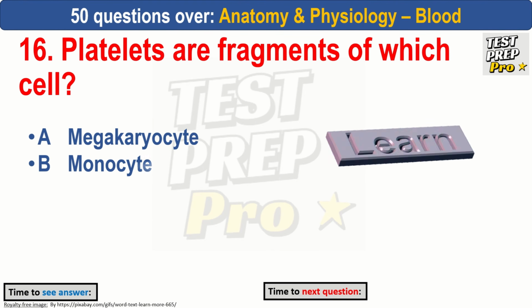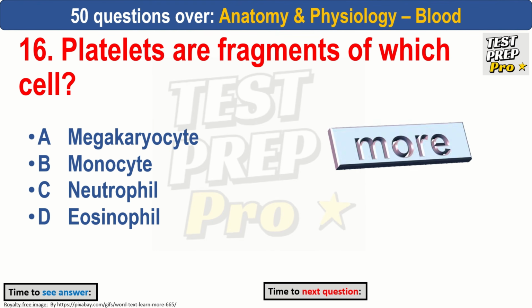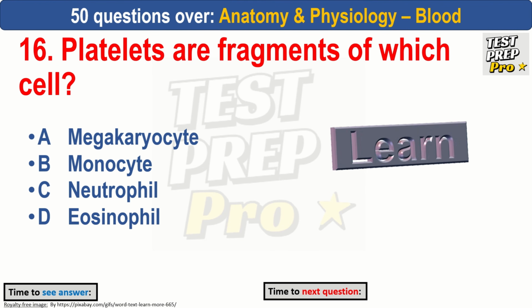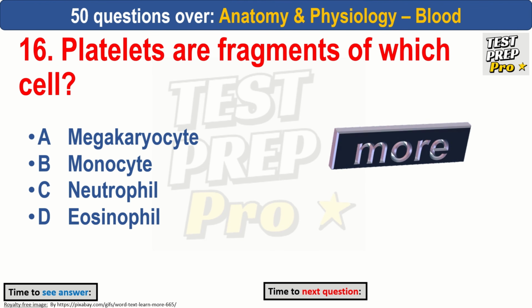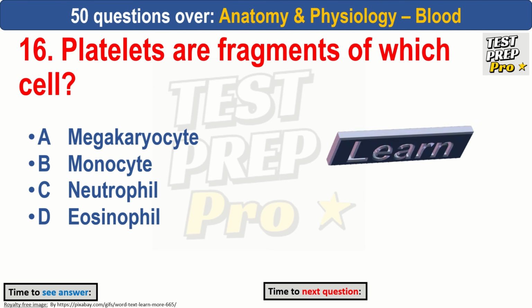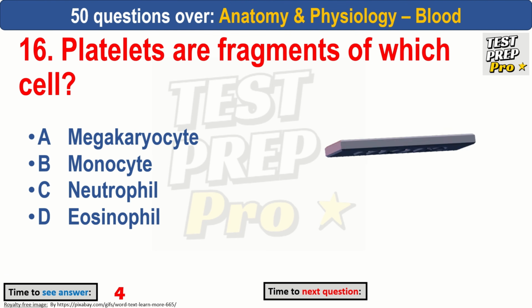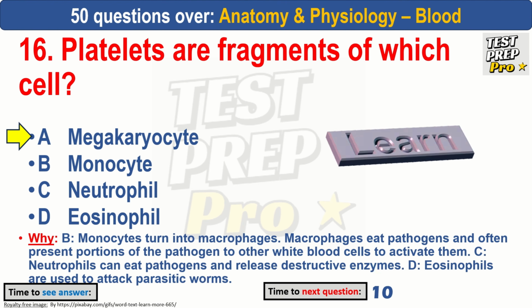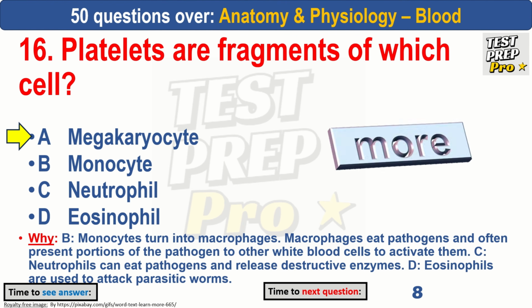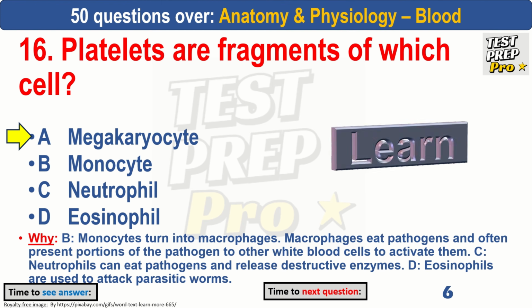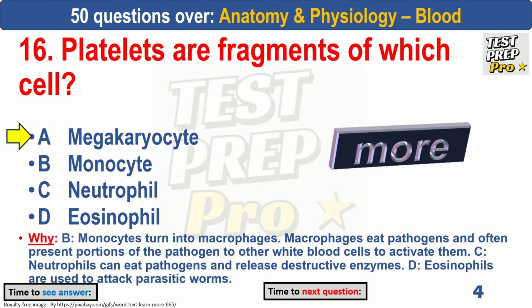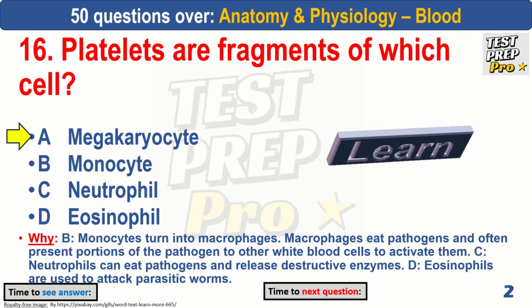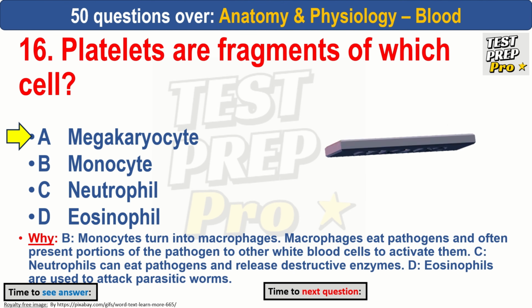Platelets are fragments of which cell? Is it A, megakaryocyte, B, monocyte, C, neutrophil, or D, eosinophil? So again, another name for platelet is thrombocyte. Okay, the answer is megakaryocyte. Platelets, also called thrombocytes, are derived from megakaryocytes. These are essentially stem cells that you'd have in your red bone marrow.